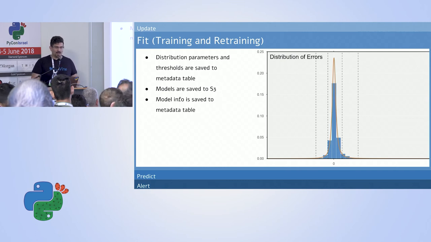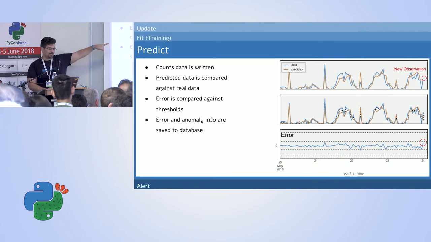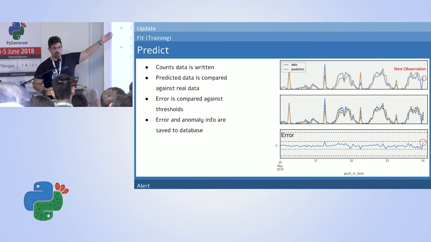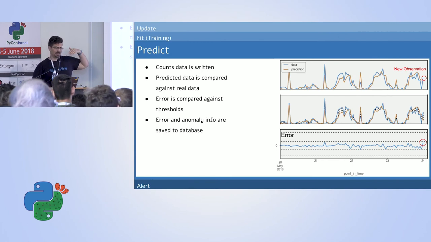I'm saving all the data of the model, well, all the metadata of the model, I'm saving this to the database, and I'm saving the model itself to S3, because every time I want to predict, I need to load them back. This is what's gonna happen. On the first part, I have a new observation, right? The hour is finished. I can now count how many writes I've had in the last hour. I'm counting that. That's the real data.